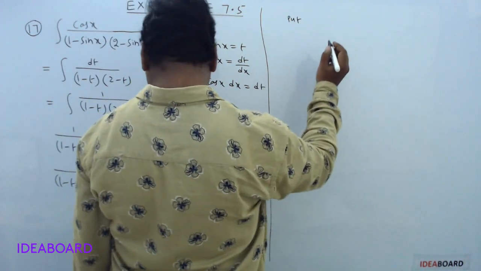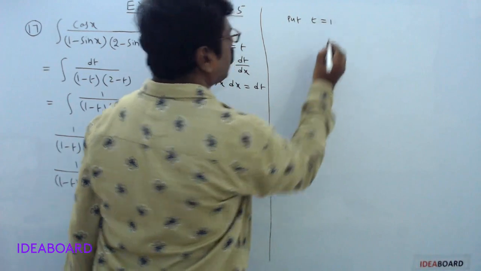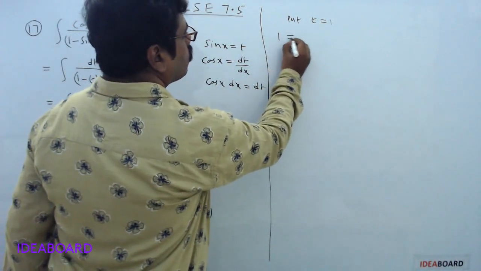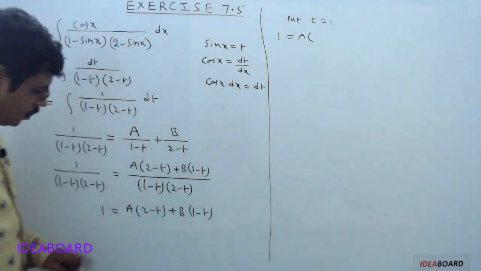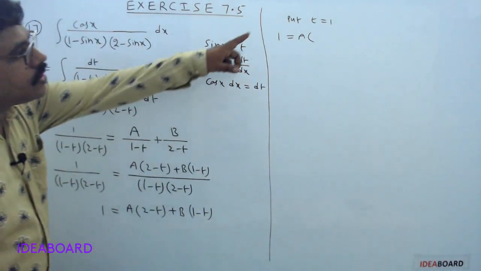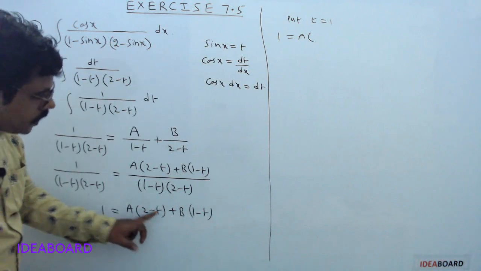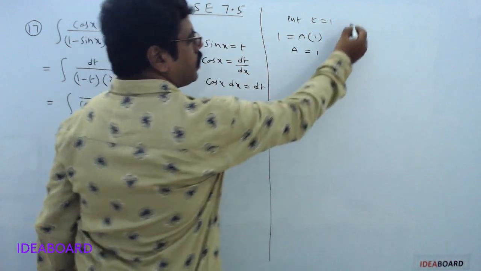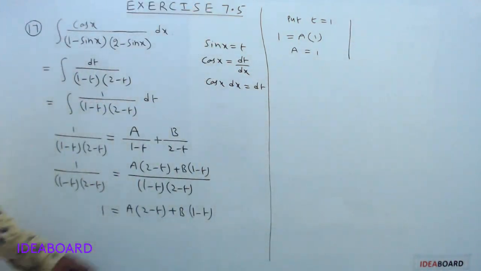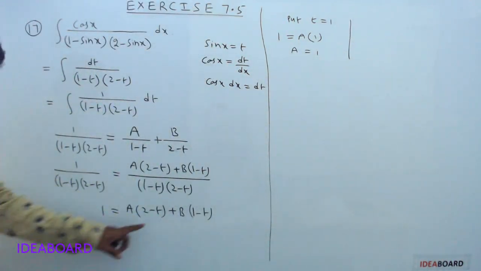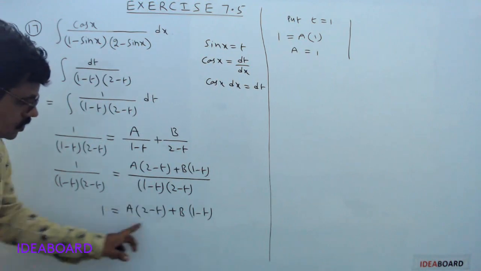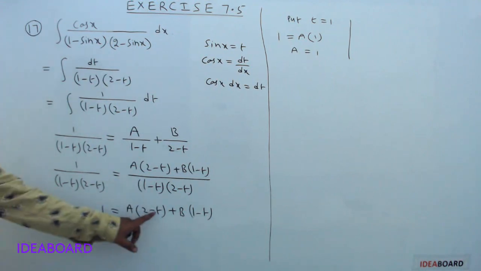So put t equals 1. Now LHS part is 1. 1 equals a into 2 minus t. What is your t value? 1. 2 minus 1, 1. So therefore a value is 1. To find the value of b, make the first term 0. By substituting t equals 2, then it will be 0. So write down t equals 2.